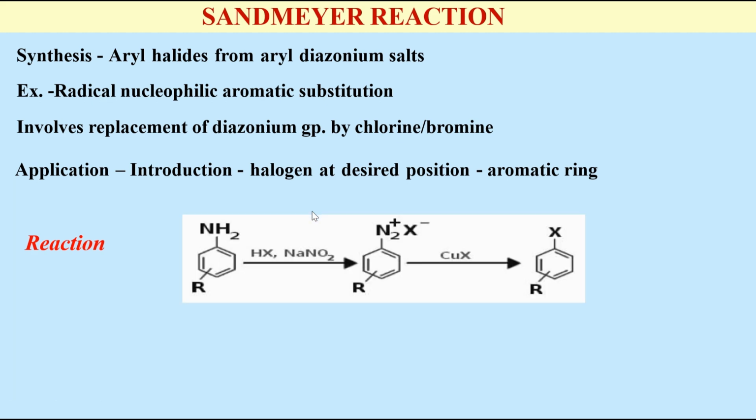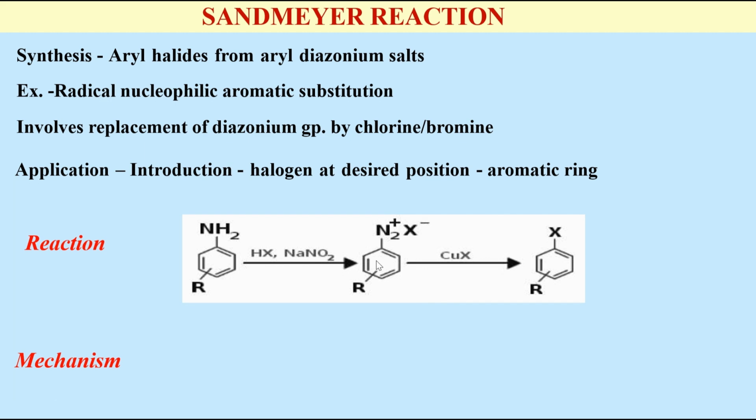What is this reaction? I'll take an arylamine, treat it with sodium nitrite and a hydrogen halide like HCl. I'll get the corresponding benzene diazonium halide salt. This aryl diazonium salt which is formed, I'll treat with cuprous halide. I'll get the corresponding aryl halide. This involves two-step reactions. The first step is treating an aryl amine with sodium nitrite and HCl at 0 to 5 degrees centigrade to give the corresponding aryl diazonium salt. It is a process of diazotization.